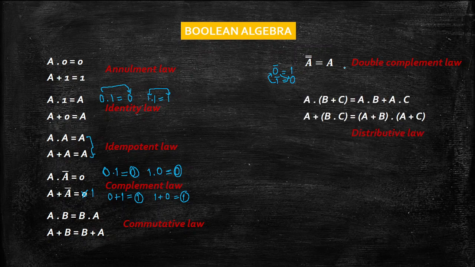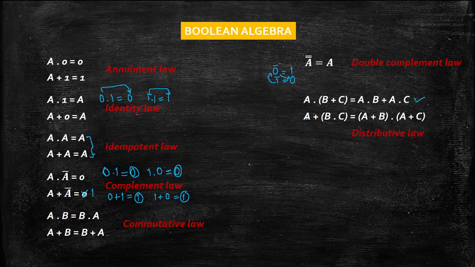And these are the distributive laws. The first law is very easy to remember: A dot (B plus C). This is normal multiplication that we used to do in normal algebra, that is A into (B plus C), which is A dot B, the first term, and A dot C, sorry, the second term. This is what we used to do in our mathematics. But the next one is very different.